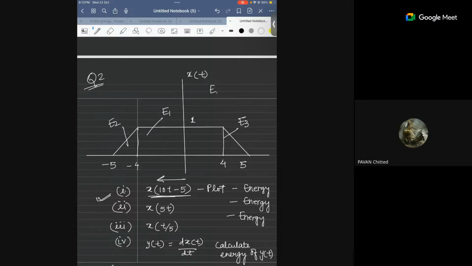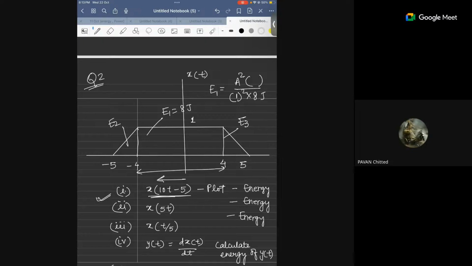What will be the value of E1? E1 is very simple. This is a rect function, right? With a full width of 8, correct? So you already know that formula, A square times full width, right? A is 1, so 1 square times 8, correct? So 8 joule. From here E1 is equal to 8 joule.